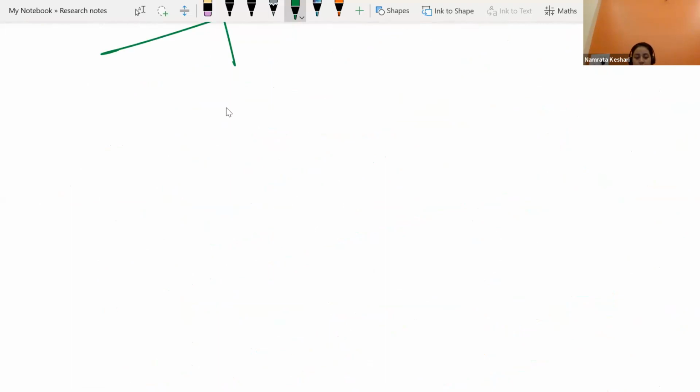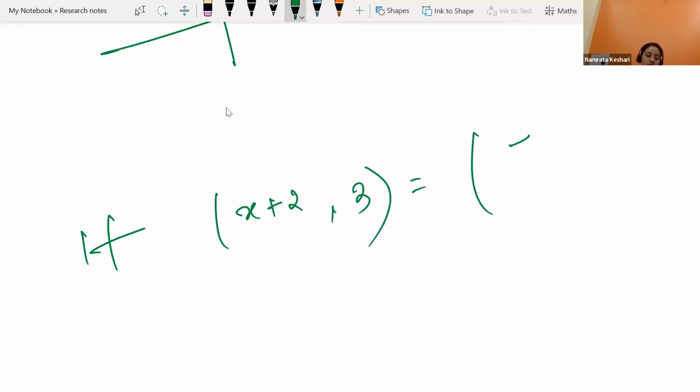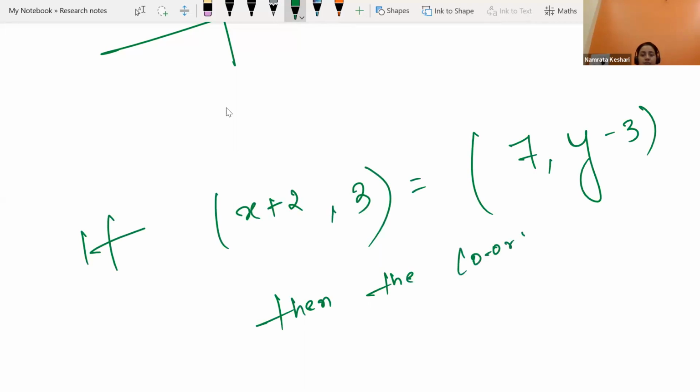Let's do few more questions. If x plus 2 comma 3 is equal to 7 comma y minus 3, then find the coordinate of x comma y, basically x and y value you have to find. Okay, please find it.